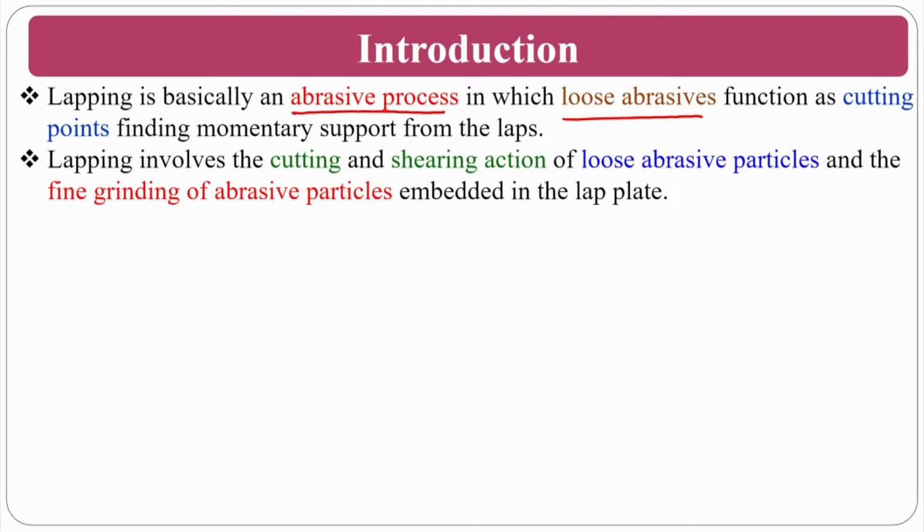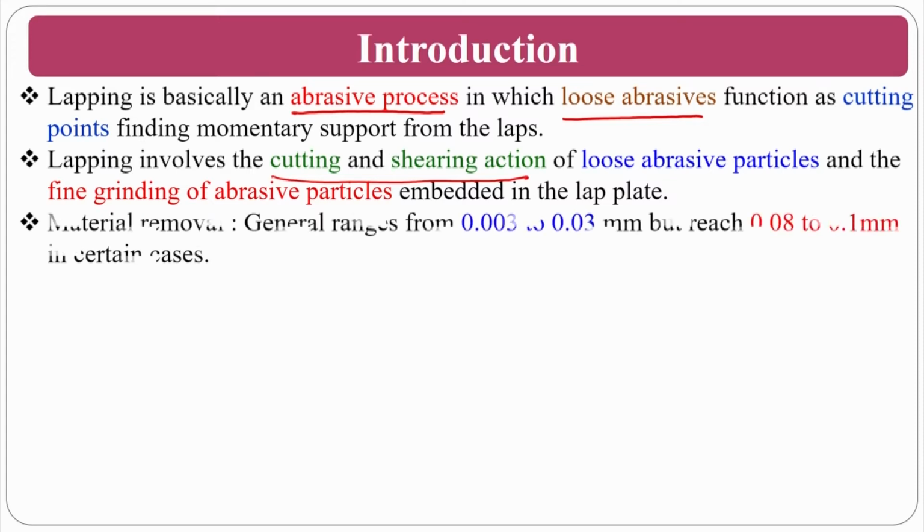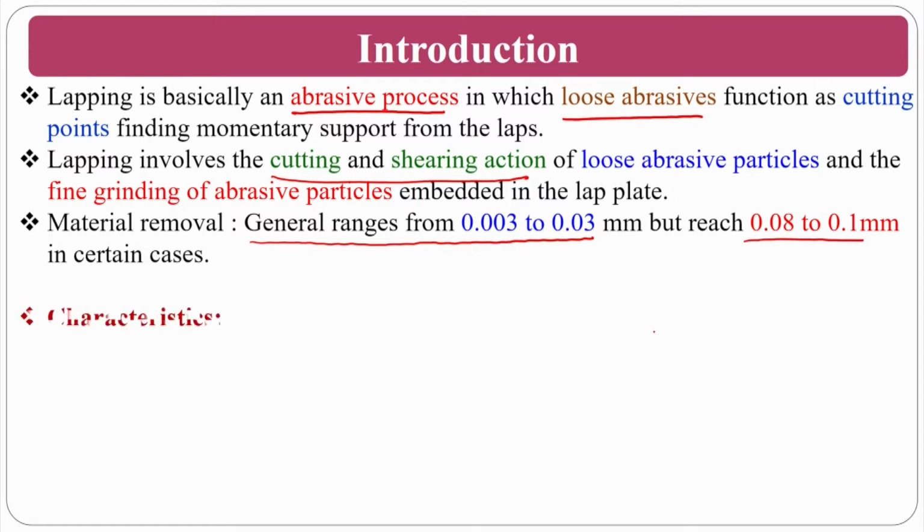Lapping involves the cutting and shearing action of the loose abrasive particles in order to fine finish the components. Material removal generally ranges from 0.003 to 0.03 mm in thickness, but the maximum may reach 2.1 mm also. That means it is not really a material removal process, because the material removal is very minute.